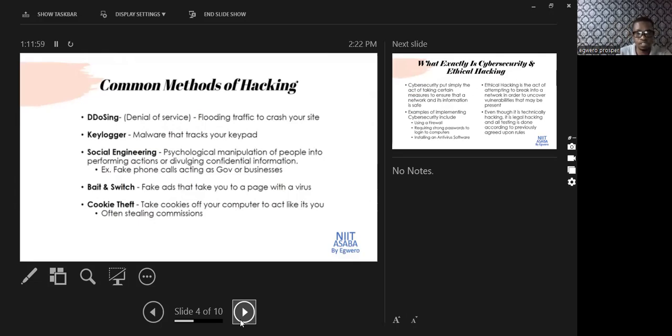Cookie stuffing: they take cookies off your computer to act like it is you. And they use it to steal commission. The commission that would have been allocated to you, they change it and subvert it to their own. So when the company is about to send you that commission, it goes to them. The company will be thinking that you are the real person obtaining the commission.